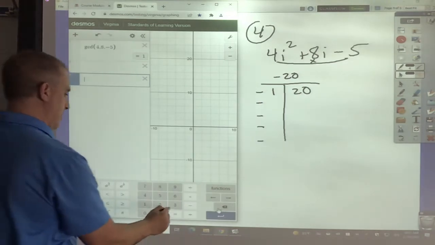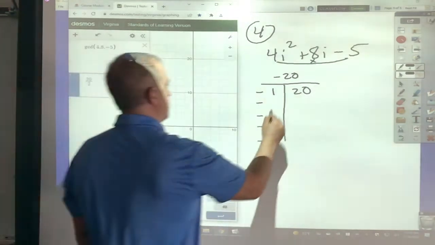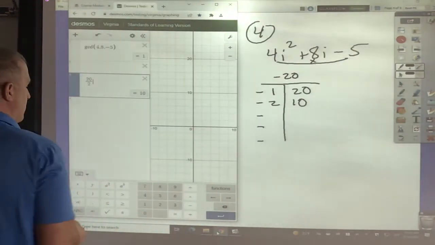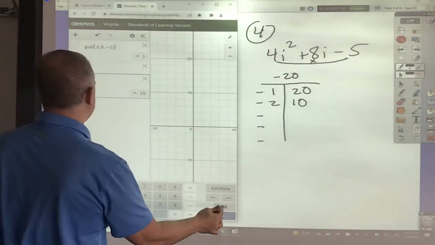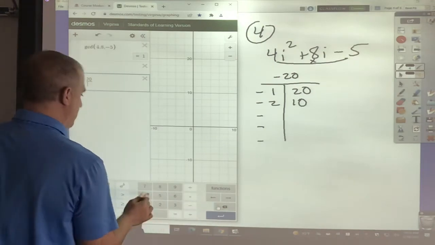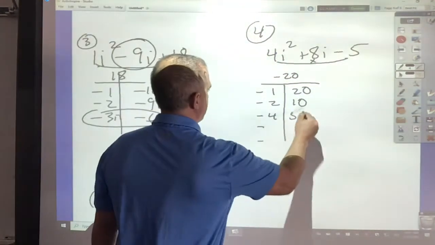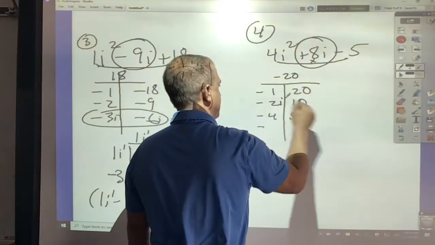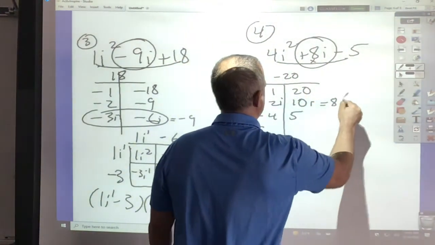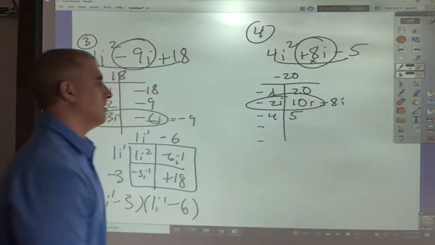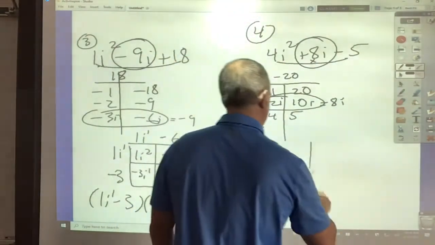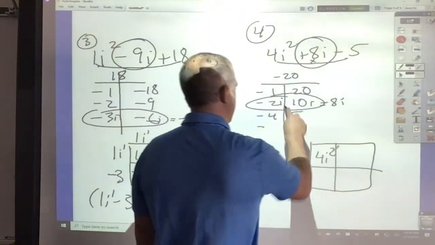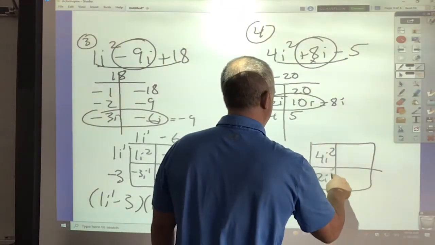So 20 divided by 2, 2 and 10. Now if you find the thing right away and figure it out, don't feel like you got to keep going. 3 no, 4 and 5. Okay, so I'm looking for the set that adds up to 8i. So that would be this set right here. Boom.